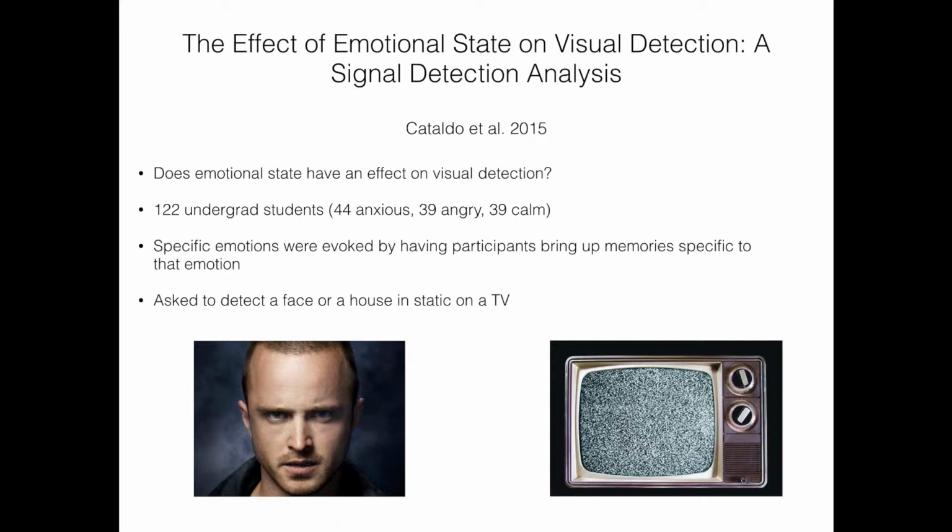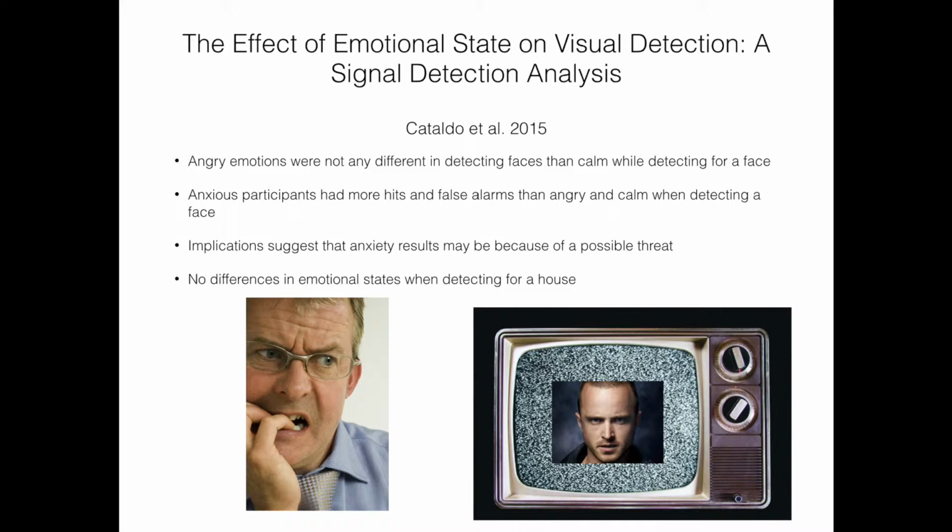By running a number of trials in detecting faces or houses on the TV, it was found that angry emotions were not any different in detecting faces than calm emotions were. However, those who were anxious had more hits and false alarms than angry and calm people when detecting a face through the noise.